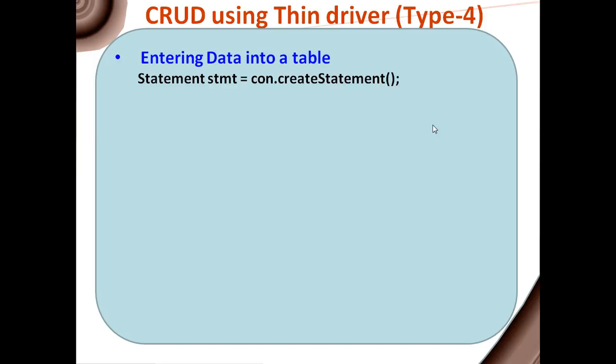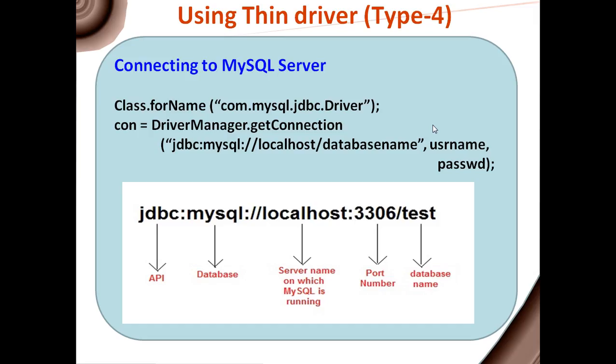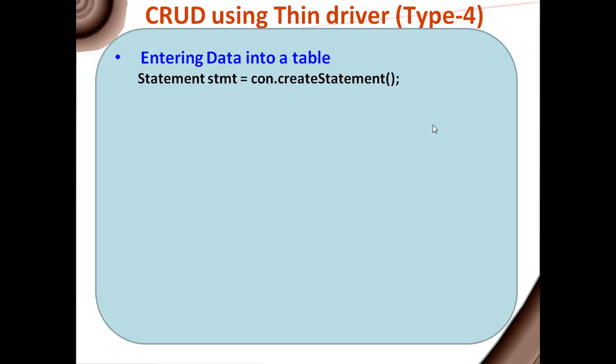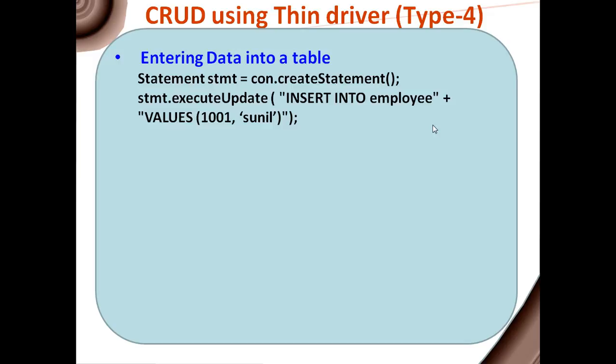Let's try to understand it. If I want to enter data into the table, I am going to make use of a statement, and the statement will make use of a connection object, because in the previous slide I showed you that when I do getConnection, you get a connection object. Using this connection object, you create a statement, and then you execute the statement, like executeUpdate or executeQuery.